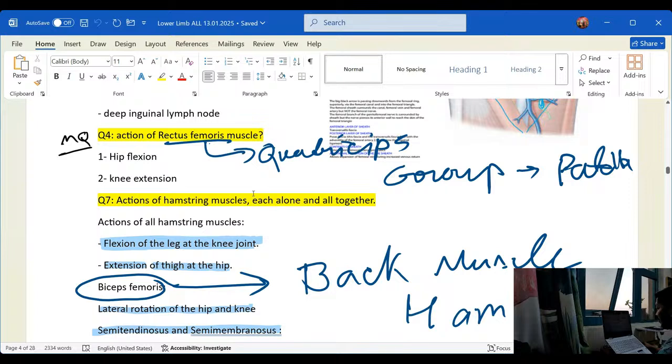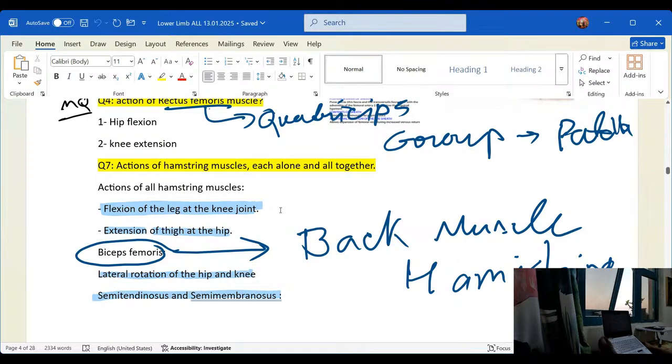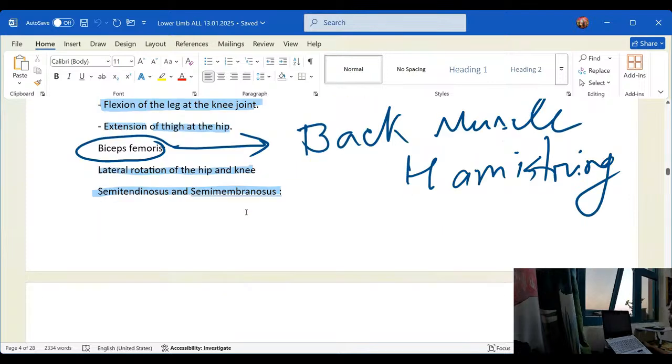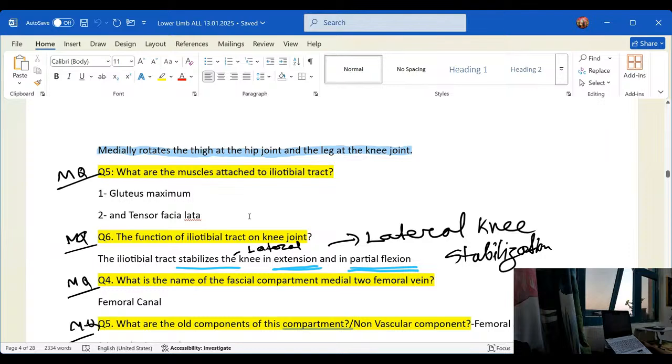Action of the rectus femoris in the front, quadriceps group: hip flexion and knee extension. Action of the hamstrings in the back: flexion of the leg at the knee and extension of the thigh at the hip. Biceps femoris: lateral rotation of the hip.